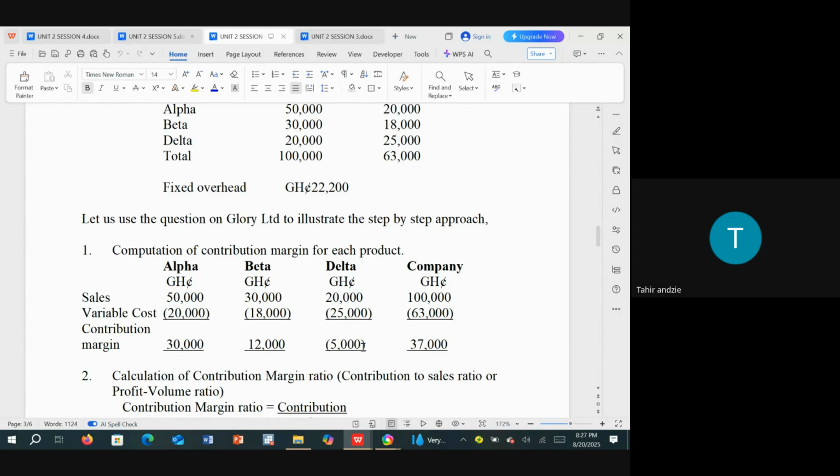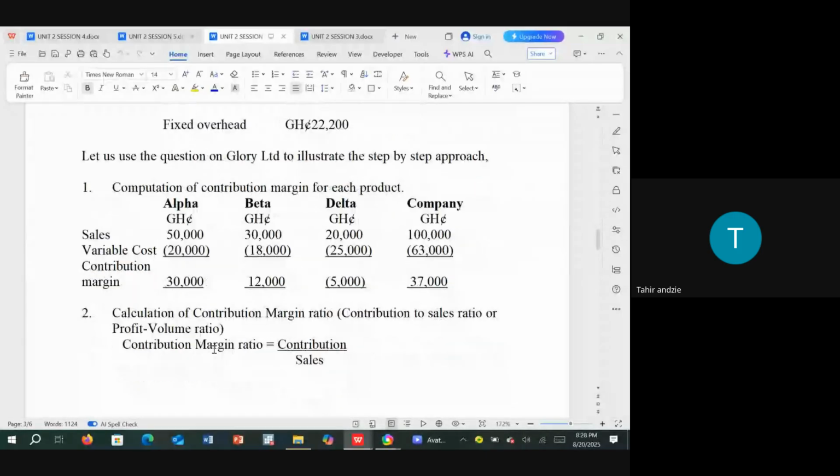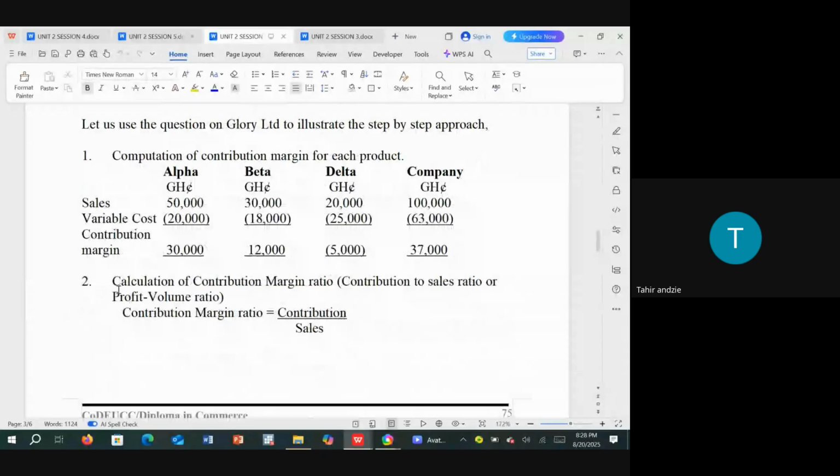And this should not be a difficult thing for you because you have done marginal costing basis. You have done the marginal costing approach of preparing a profit statement using marginal costing. So you know that in preparing a profit statement using marginal costing, we subtract variable cost from the sales to get contribution margin.